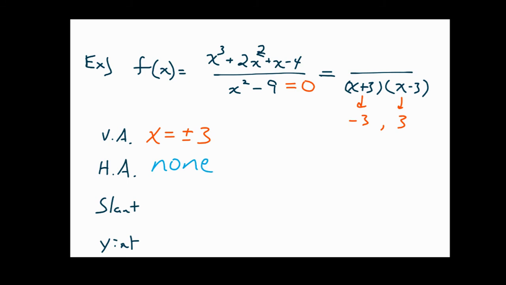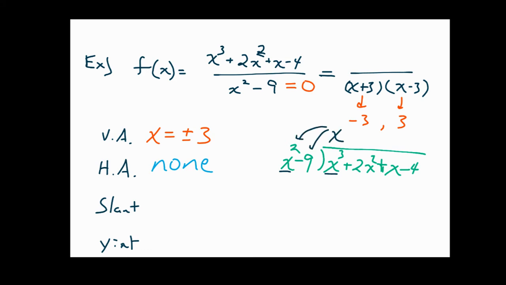So are you ready to find the slant? You have to do long division. So to do long division, we have to set up the x squared minus 9 on the outside and the x cubed plus 2x squared plus x minus 4 on the inside. Okay, well, as you go about this long division, you basically focus on these first two terms and you ask yourself, what do you multiply by x squared to get x cubed? And of course, that's x.